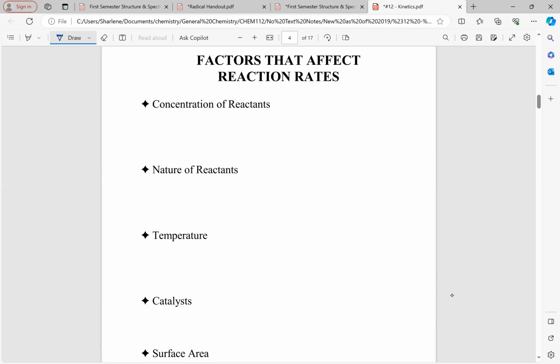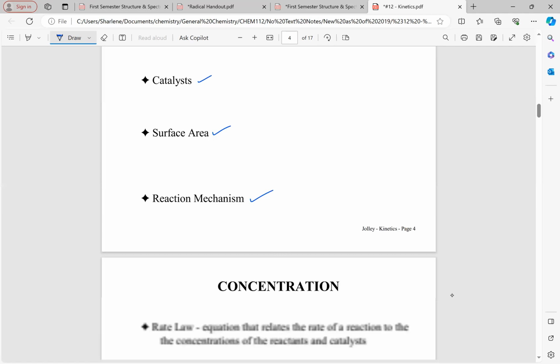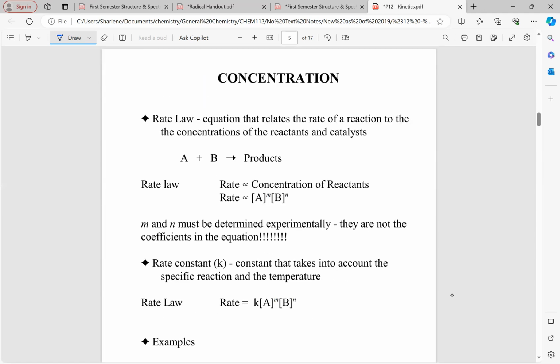We are now going to do some manipulation to figure out concentrations, the nature of the reactants, called the collision model, whether it's solid, liquid, or gas. We're going to talk about the temperature, catalysts, and surface areas. And then last, we're going to do reaction mechanisms. But let's talk about those concentrations first.